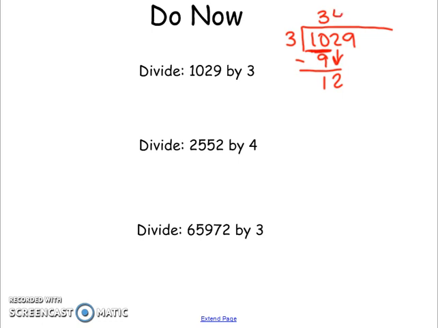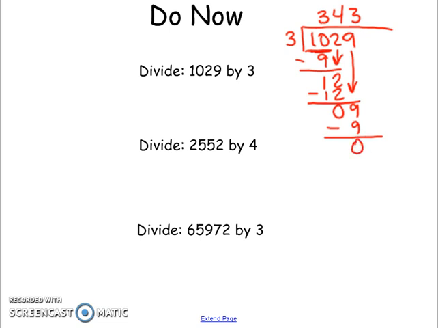3 goes into 12 4 times. 4 times 3 is 12. I subtract, I get 0. 3 can't go into 0, so I bring down the 9. 3 goes into 9 3 times. 3 times 3 is 9. I subtract, I get 0.